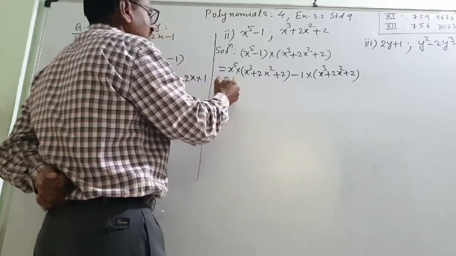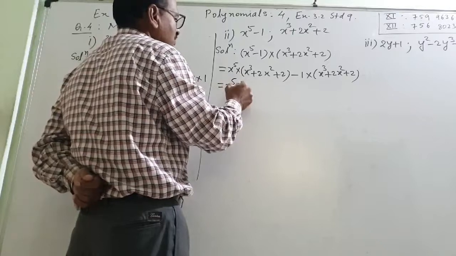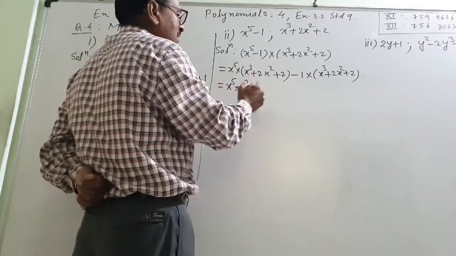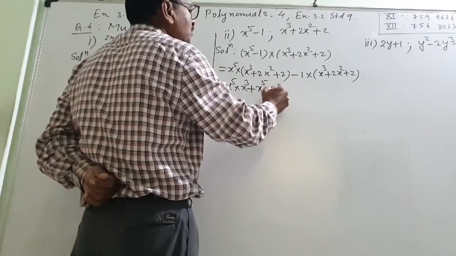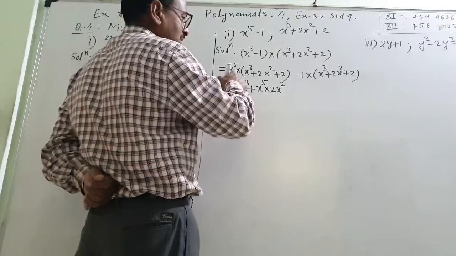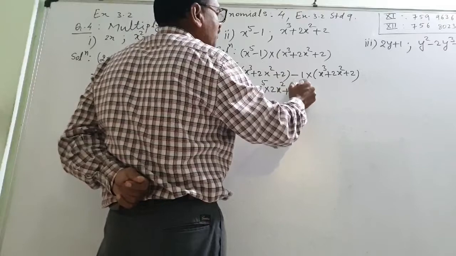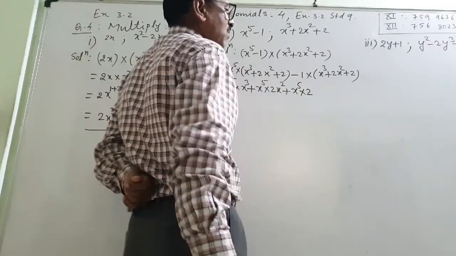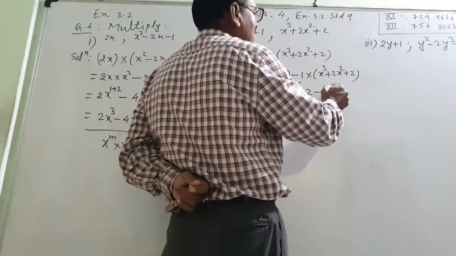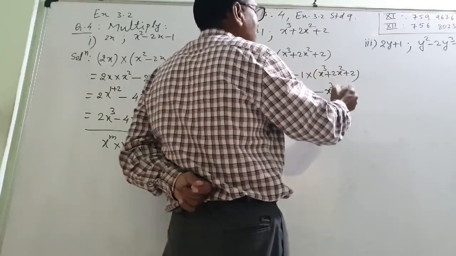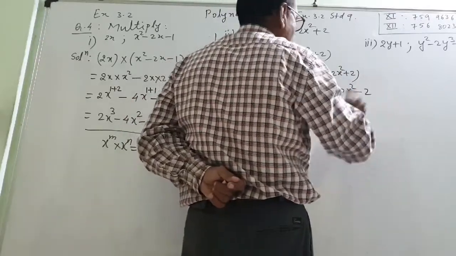So that is equal to. Now by the single one I will go on multiplying x raised to 5 into x raised to 3, this one. Plus x raised to 5 into 2x raised to 2, this one. Plus x raised to 5 into 2. Minus, minus 1 into this is x raised to 3. Minus 1 into this is minus 2x square. Minus 1 into this is minus 2.